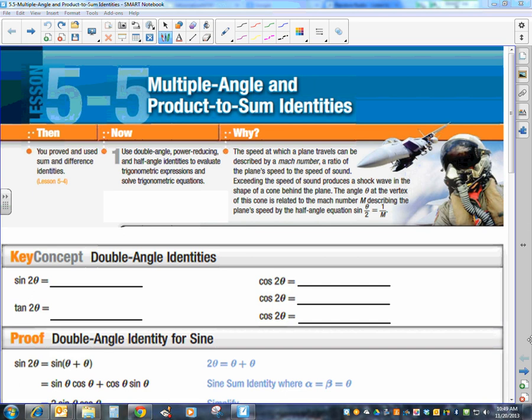Okay, our last lesson for the chapter is lesson 5.5, and we are actually only going to do the first part, which is multiple angle identities: double angle, power reducing, and half angle identities. So the first one we have is the sine of 2 theta. Sine of 2 theta equals 2 times the sine of theta cosine of theta.